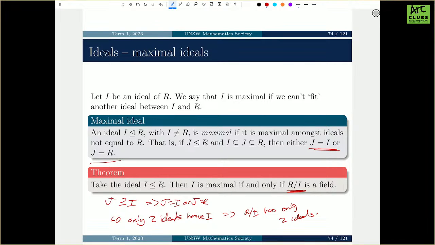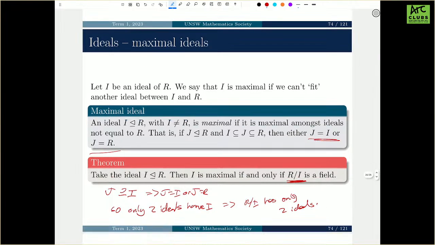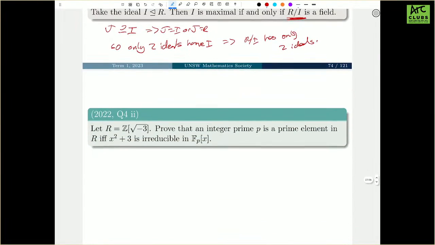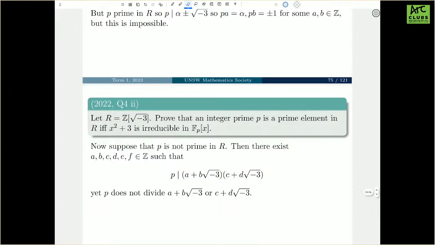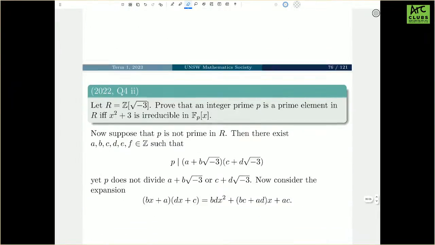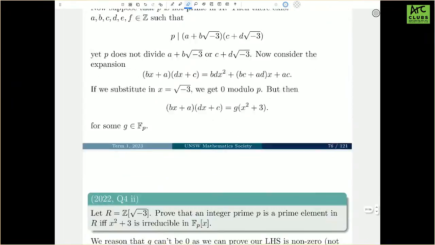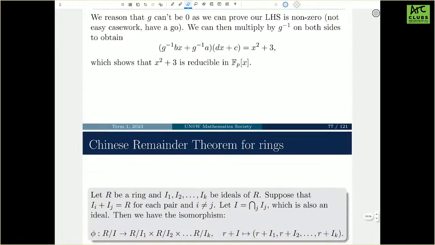So it's a field. Again, we used the fact earlier that R is a field if and only if it has two ideals. Okay. This here is a tough problem and probably requires a bit more theory. We'll introduce some more concepts before we do this problem. So I'll skip over that and we can quickly finish up with the Chinese remainder theorem.